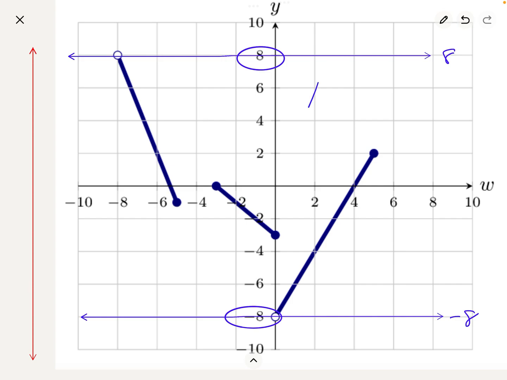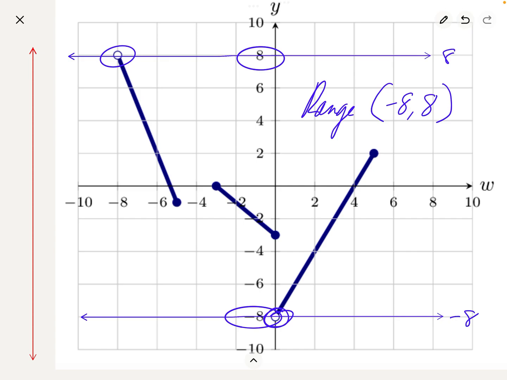Now, if we were writing the range, we would say from a -8 to a +8. Because this is an open circle, we would use a parentheses. Because this is an open circle, we would also use a parentheses. That would be our range from a negative 8 to 8.